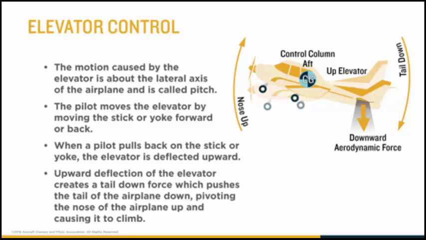Same principle applies to descents. So applying forward pressure on the yoke deflects the elevator downward, pushing the tail up and forcing the nose down. And again, this up-down motion is what we refer to as pitch.